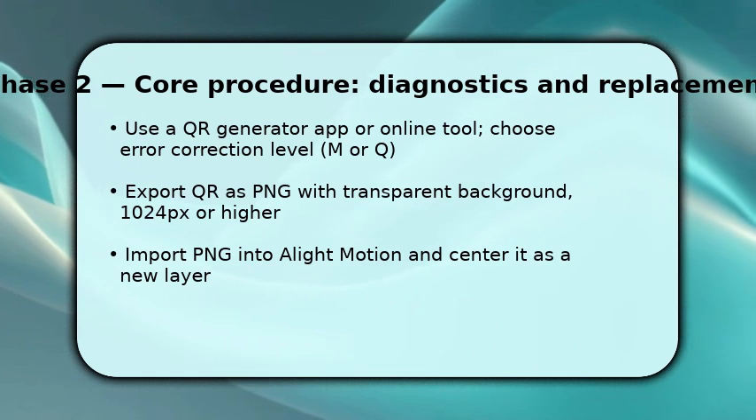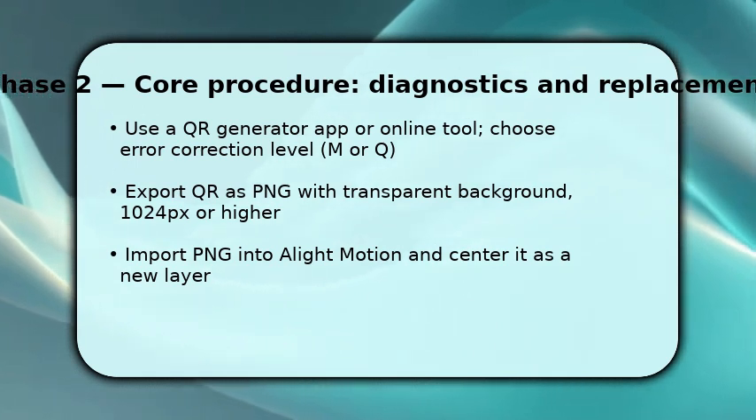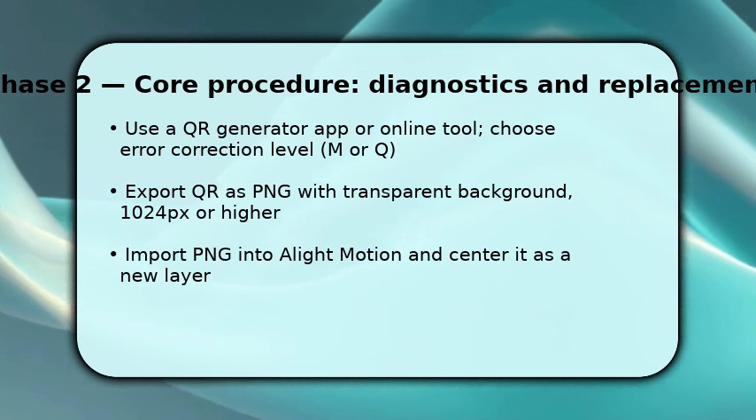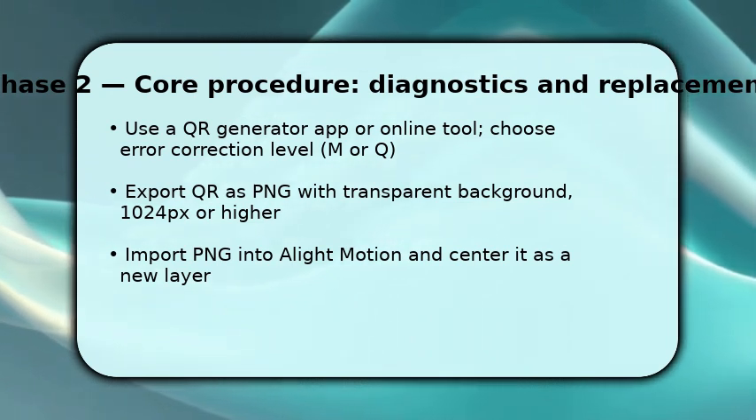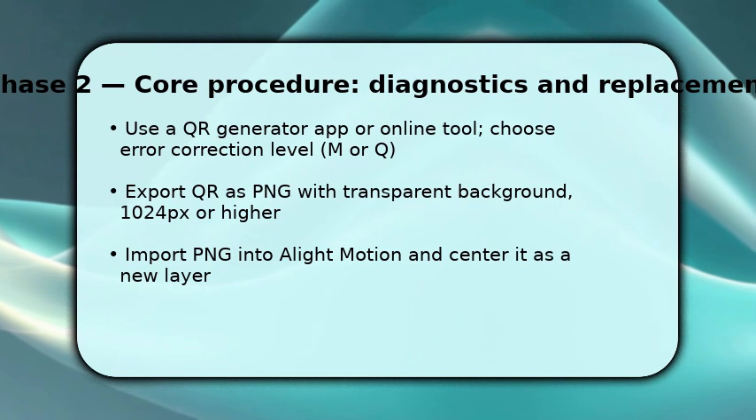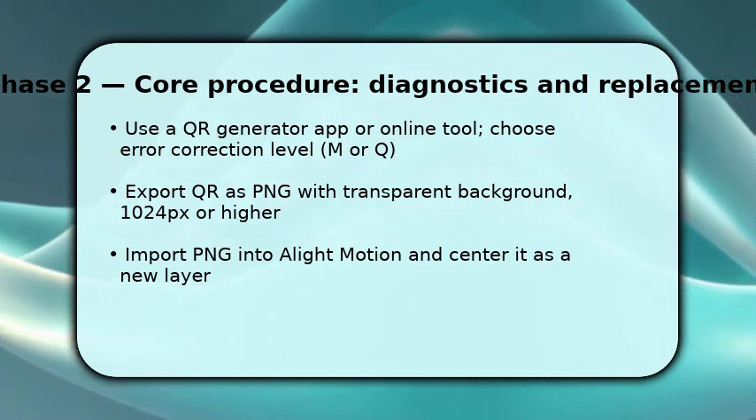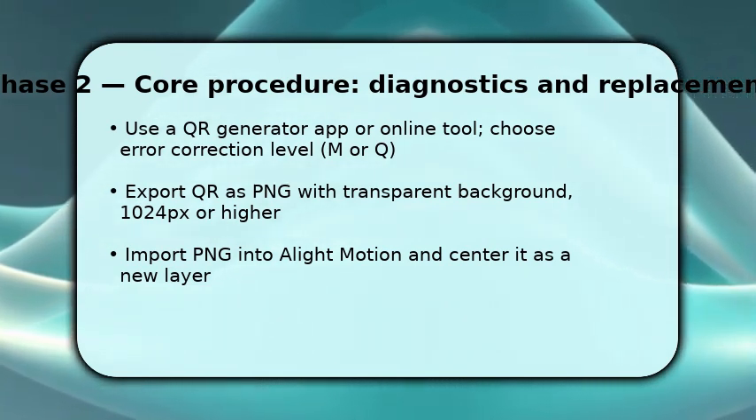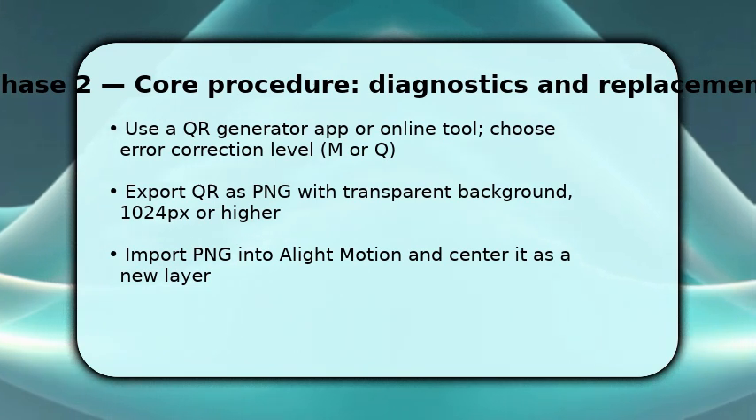Next, import that PNG into your Alight Motion project and position it where you want viewers to scan. Once placed, scale without stretching, hold aspect ratio, because distortion makes codes unreadable. Make sure it contrasts with the background for reliable scanning.